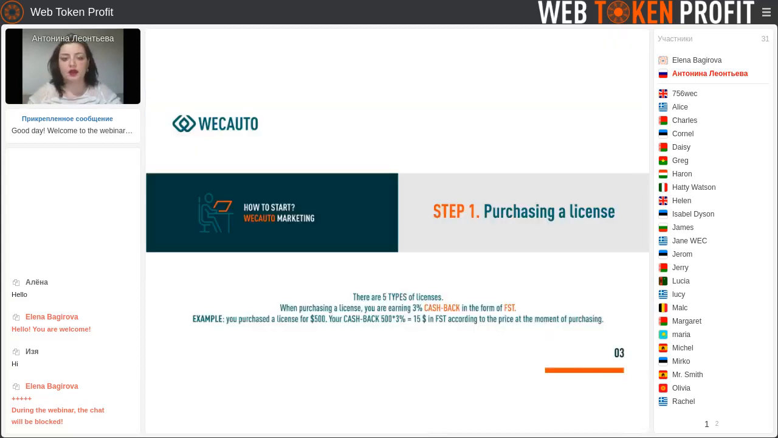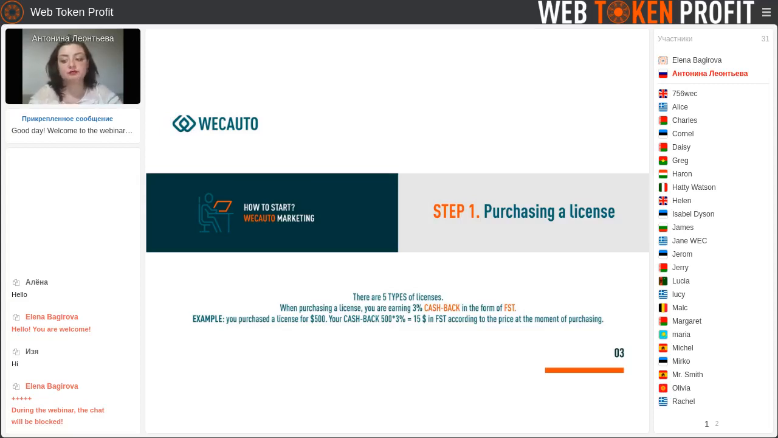So first, of course, like in any project in our system, you should buy the license. Sorry, how does the program work? Program calculation is only in WEC coins. You should remember that this project works only with WEC coins. The license allows you to work in the program and use all its capabilities. There are five types of license. They differ in price, validity period, entry conditions and payment conditions.